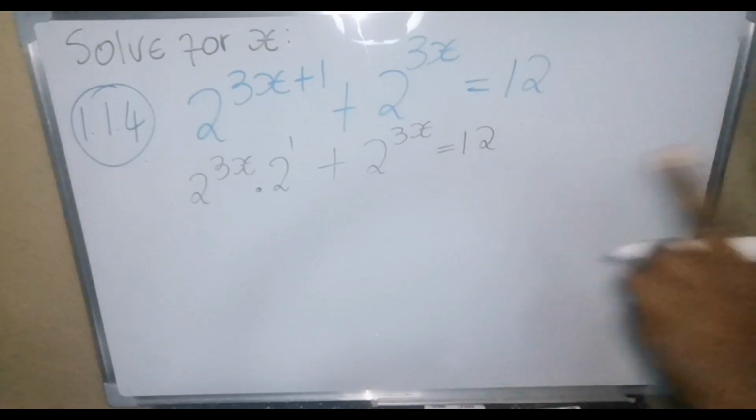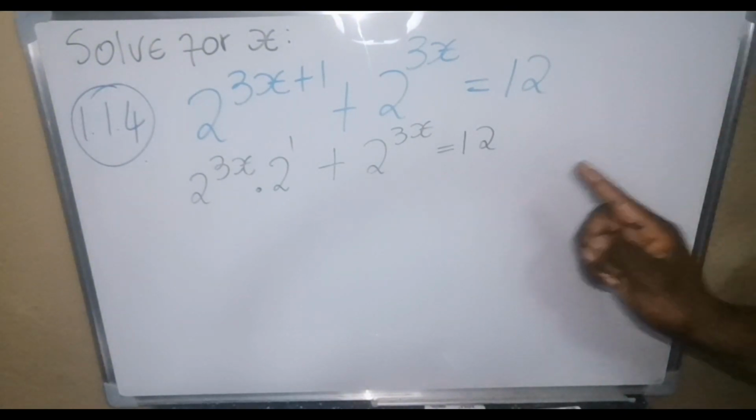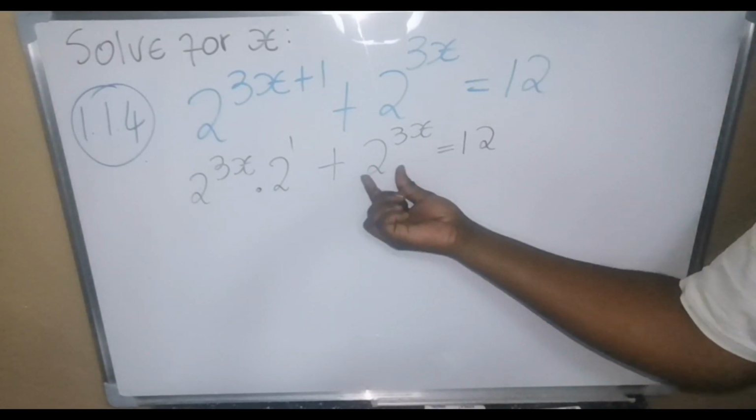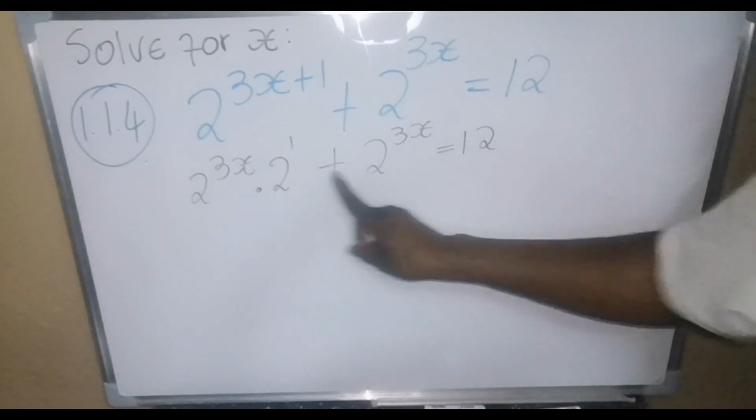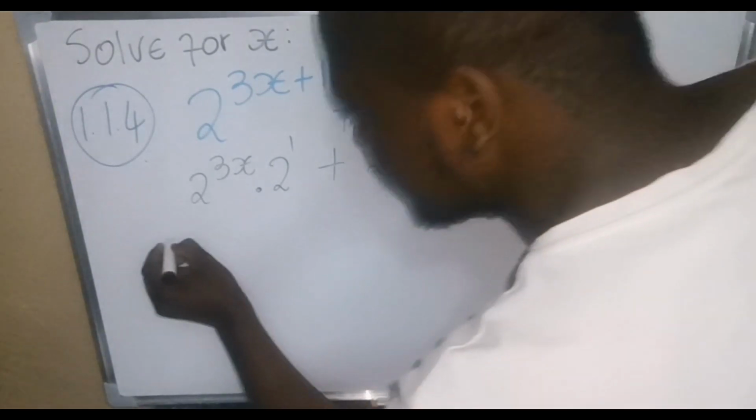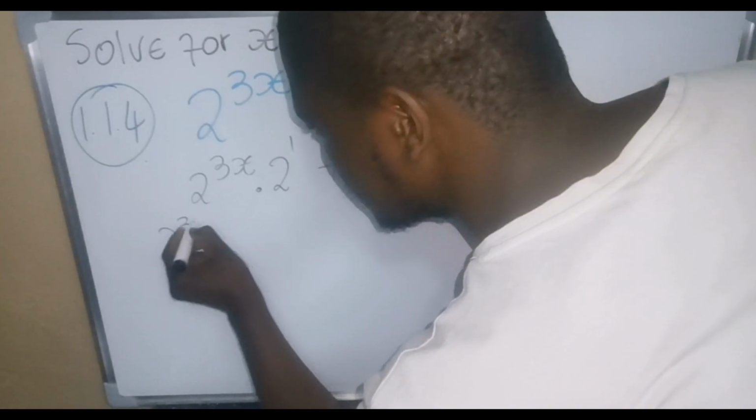Are we clear? Then now, you must take out the common factor between the two terms. What's common in my first term and my second term? I can see that there is 2 to the power 3x, 2 to the power 3x. 2 to the power 3x is common on both sides. Then I take it outside the bracket, 2 to the power 3x.